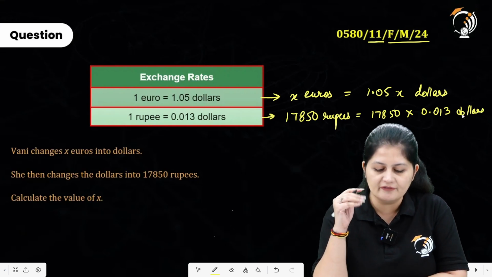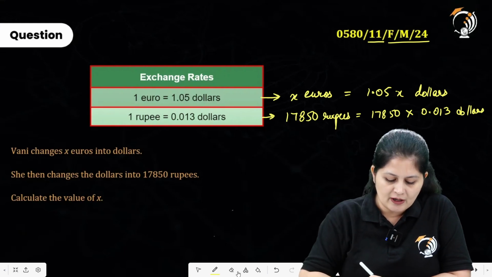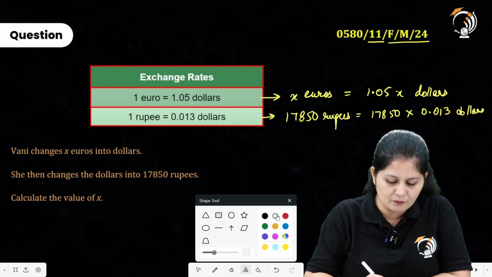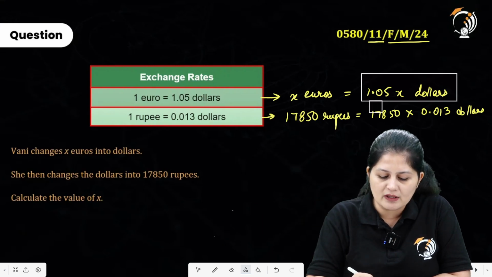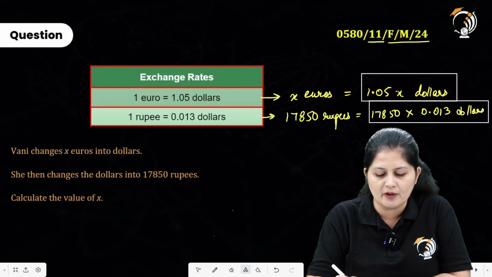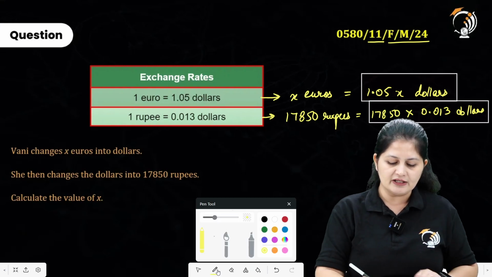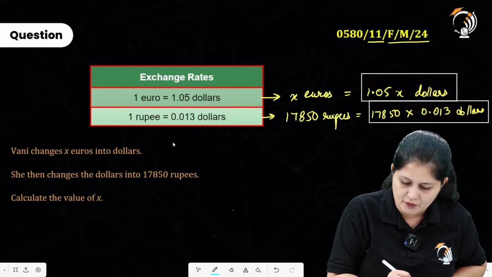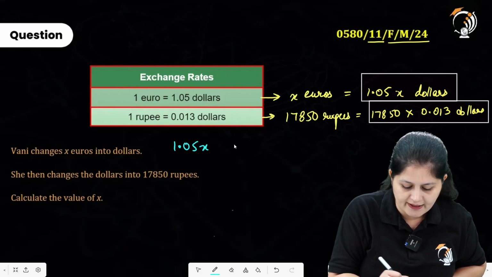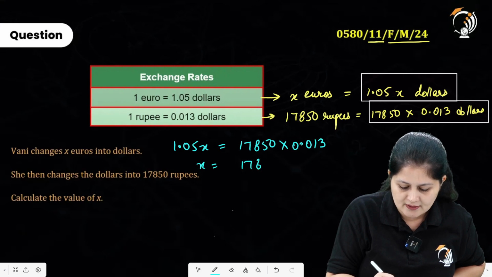Further, we know that the same currency is getting converted. So whatever the number of dollars we have in both scenarios, which is 1.05 X dollars and 17850 into $0.013, it is the same value that is getting converted. So clearly, we can equate both values. So 1.05 X will be equal to 17850 multiplied by 0.013. Let's find out the value of X.